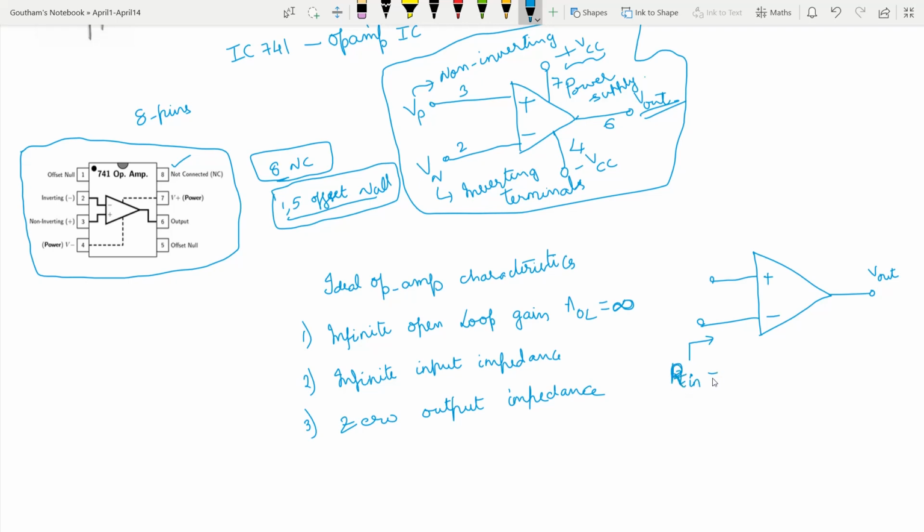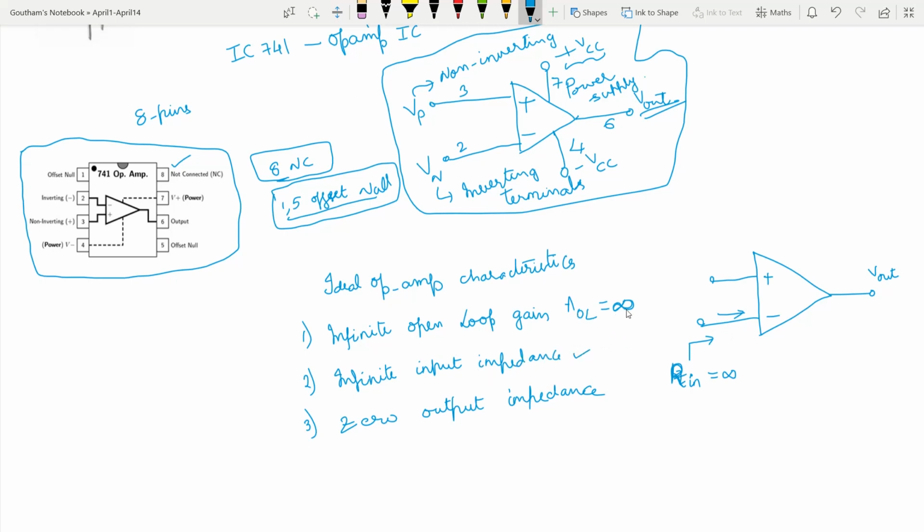R in looking through these terminals is infinity. What that means is there would be no current flowing into the op amp. R in equal to infinity, that is infinite input impedance, means no current flows into the op amp, because when any impedance or resistance is too high, we can treat it as an open circuit, and when there is an open circuit, we know that there is no current flow. So that is what is happening here. Infinite input impedance.